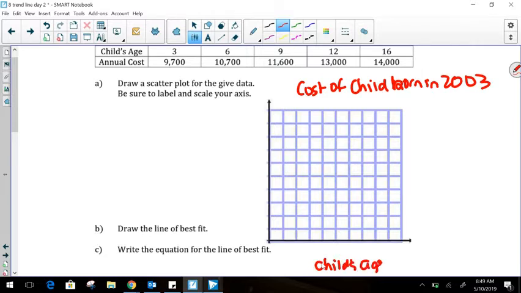All right, I need to get up to 16. There's 10 lines here. So remember, we can do our biggest number divided by the number of lines and then round up to the most friendly number. So I'm going to go up by 2s.